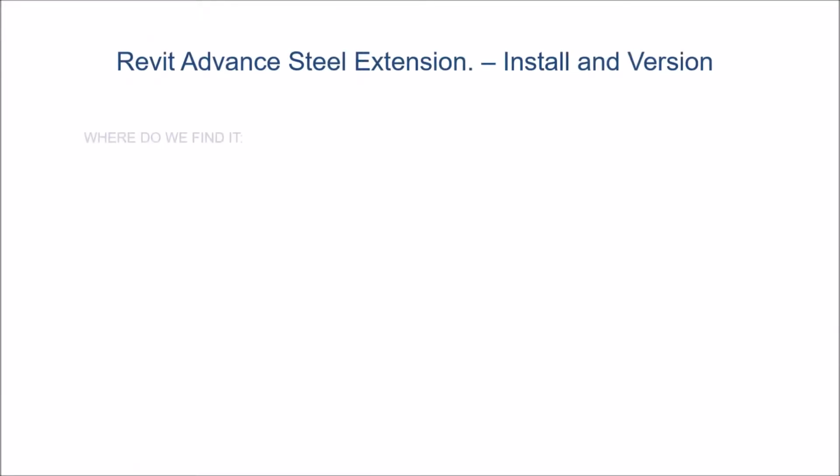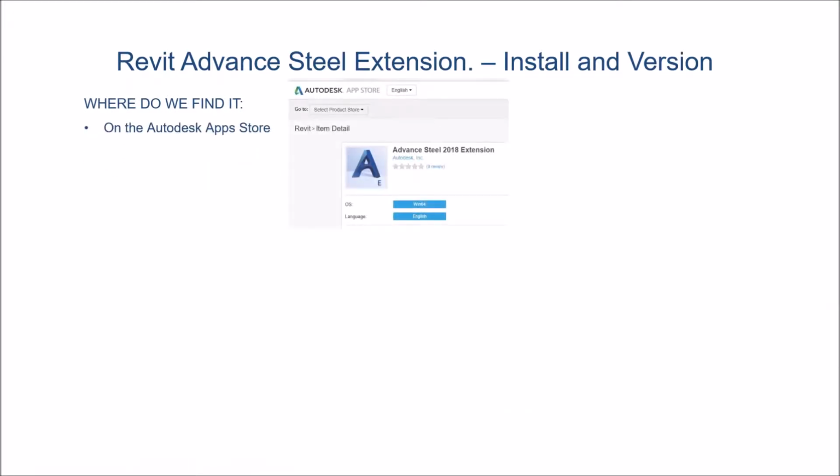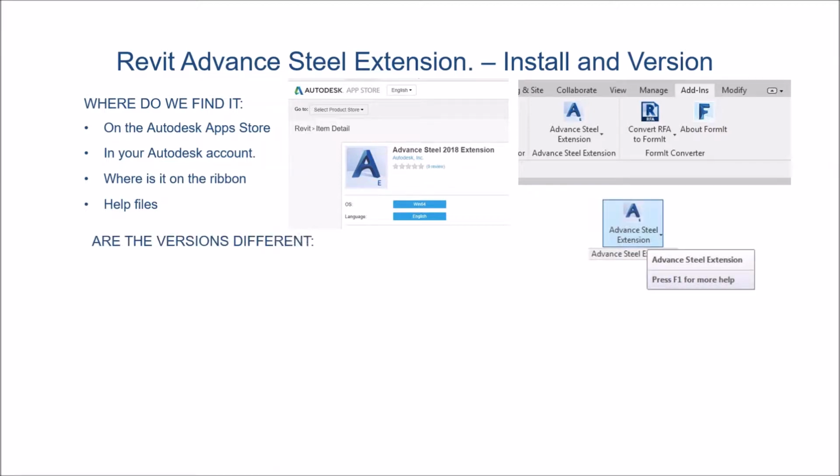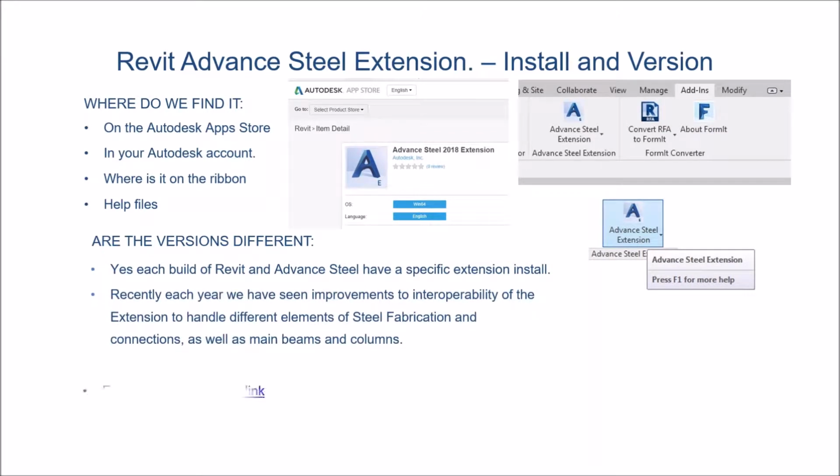So to talk about the extension itself, it's been around for quite a while now, actually. I remember working with it about 10 years ago. One of the first things that always comes up is where do we find it? Until recently, in I think 15 to 18, it was in the App Store. In 19, it's in your Autodesk account, so you can download it. When you install it, it comes in under the ribbon tab, Add-ins. You should find it under there, a little drop-down menu. There is some help as well available.